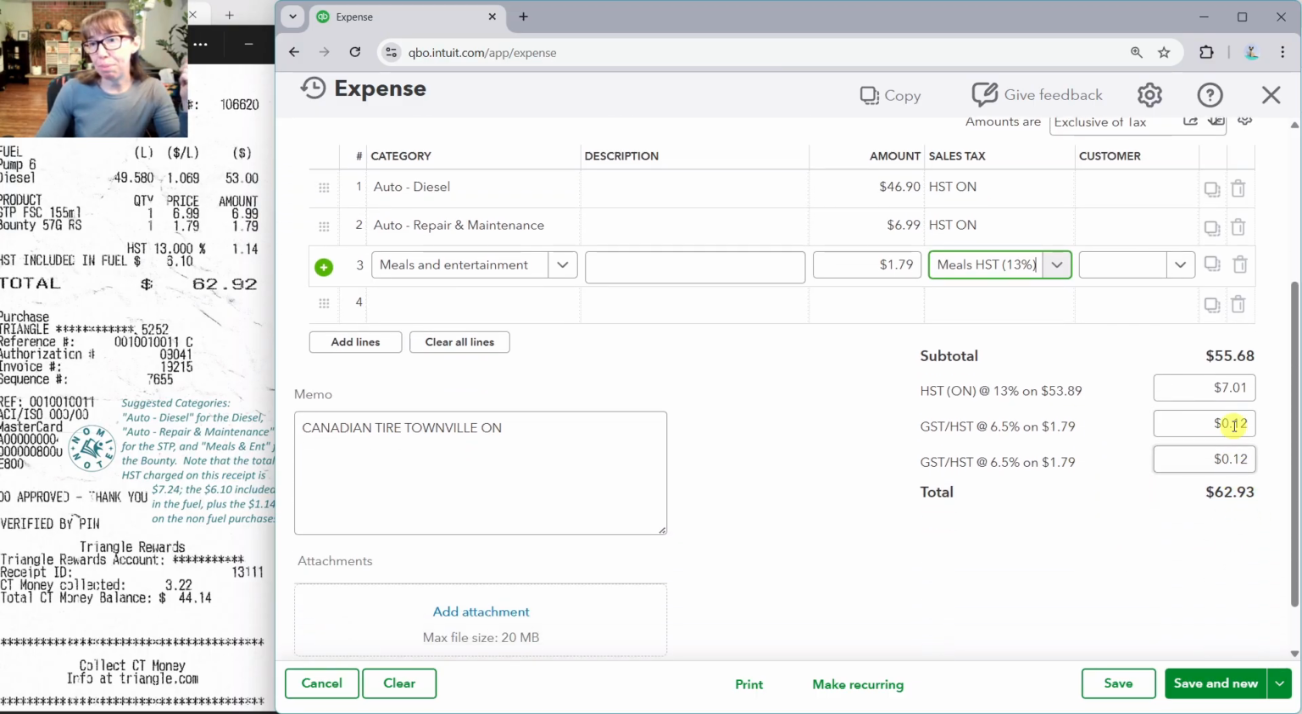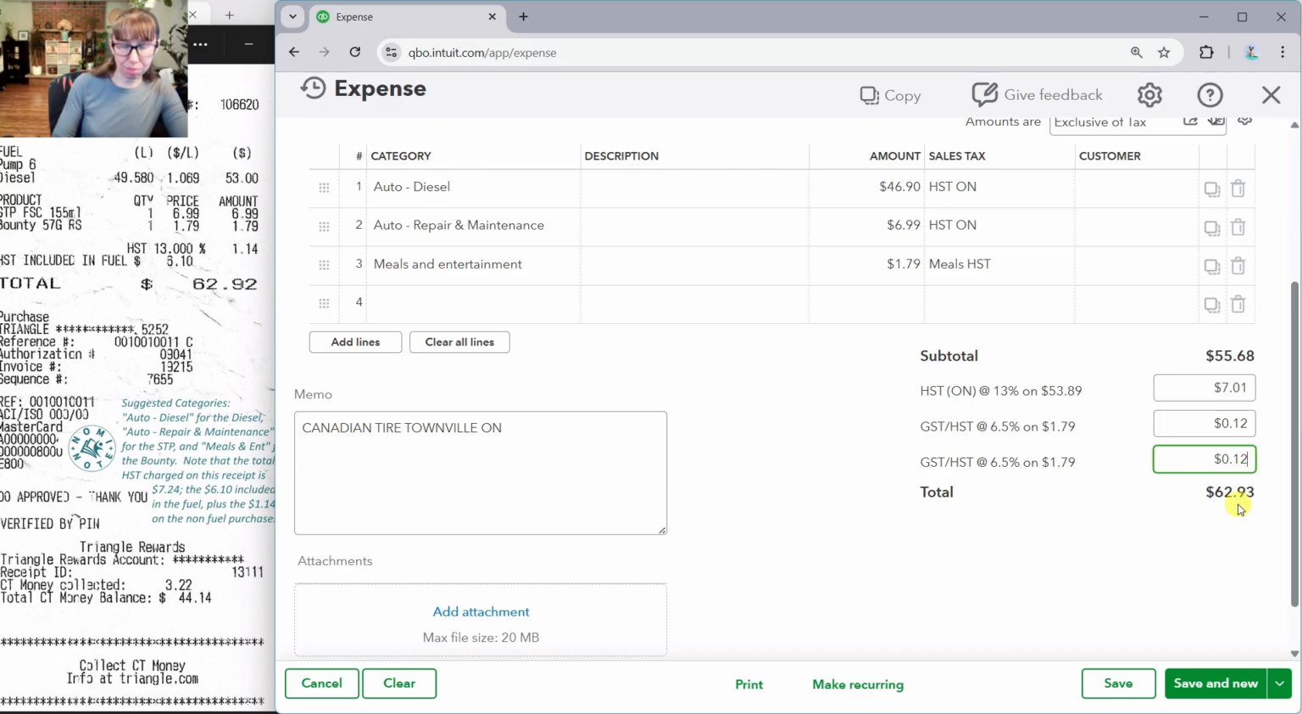And now we can see that because we're splitting something that's an odd number, the rounding is wrong. So all we need to do is just change one of those. Doesn't matter which one. I'm just going to change this to a 1 like this. And there we have our 62.92. So we're going to go save and new and see what's next.